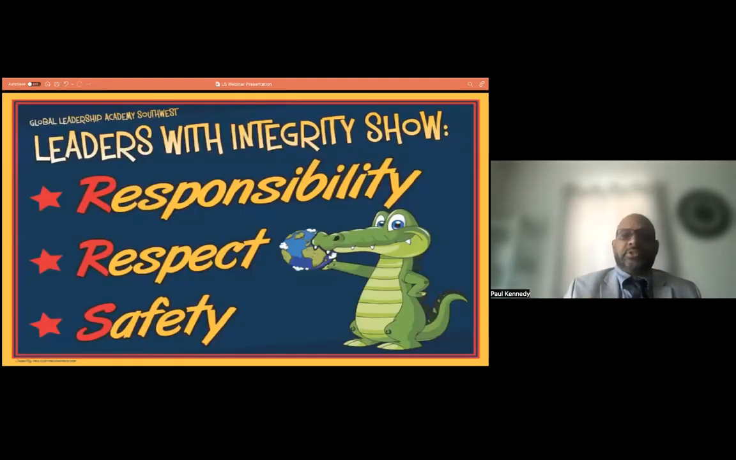So this is our poster that we have throughout our school. This is from one of our schools called Global Leadership Academy Southwest. Our school, Global Leadership Academy West, has the same exact poster, however, it's different colors. The one at West has a black background with gold letters, and the RRS is in the colors black, yellow, and green. But leaders with integrity show responsibility, respect, and safety. I'll say it again. Leaders with integrity show responsibility, respect, and safety. This is the tagline of our Global Greatness PBIS program.